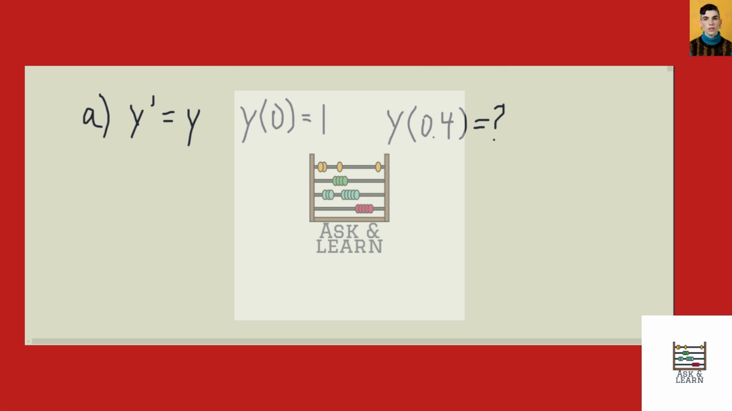In Part A, we are given a differential equation with an initial value, and we are asked to use Euler's method to approximate the value of a function y at point 4. Differential equation is y prime equals y. Initial value is y of 0 equals 1. In Part 1 of Part A, we are asked to approximate y of 0.4 given step size h of 0.4.